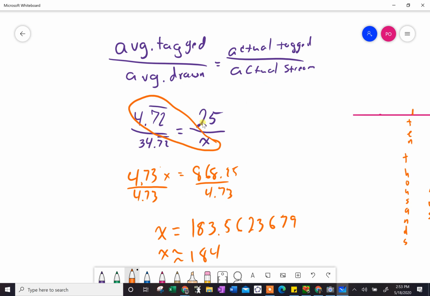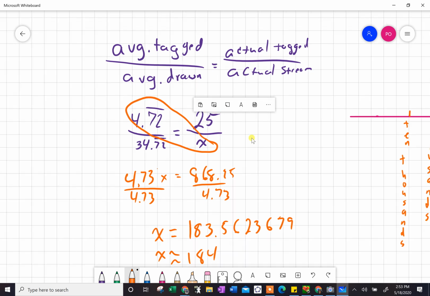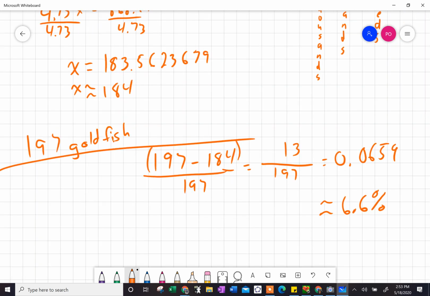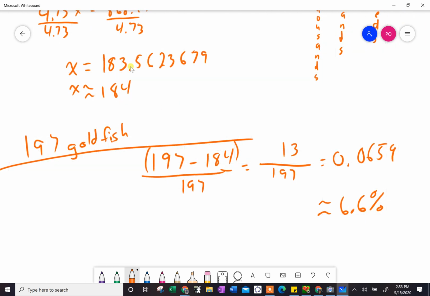Set my proportion. This is my experiment over on the left. This is my actual on my right. Cross multiplied, and I found out that I should have had about 184 fish. I then did percent error, the actual minus my measured over my actual. I then rounded and I got 6.6%. So it's a pretty cool experiment. Give it a go on your own if you want.